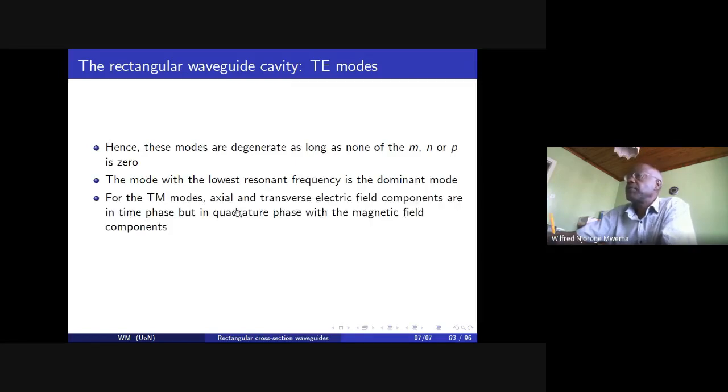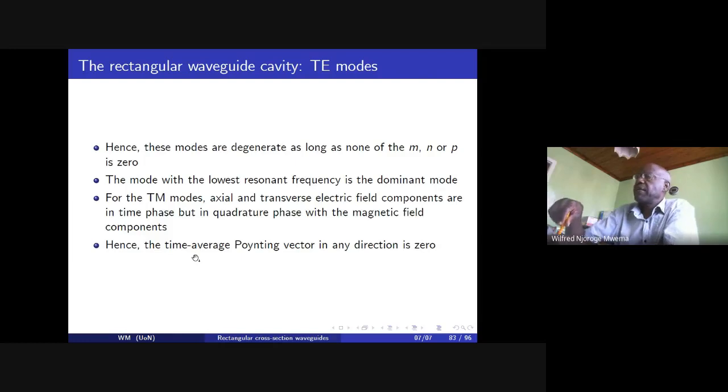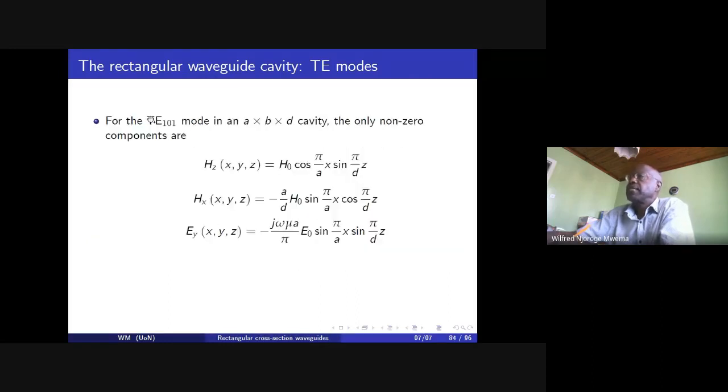And for the TM modes, the axial and transverse electric field components will be in time phase, but in quadrature phase with the magnetic field components. And hence, when we take the time average Poynting vector in any direction in the cavity, it's going to be equal to 0. And for the TE101 mode in an a by b by d cavity, the only non-zero components are therefore just going to be reduced to that value there.